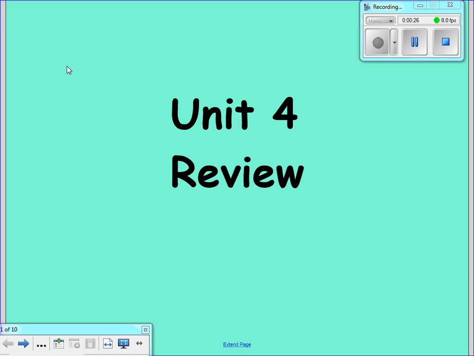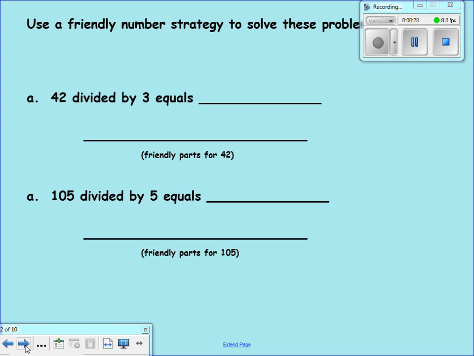So let's take a look at these problems here today. Right here is the friendly parts. Once again, you're not going to have to do anything with friendly parts. I just want you to divide, okay? So we're going 42 divided by 3 equals. You're not doing anything with friendly parts on this test, but you are dividing. So on some scratch paper, you're going 42 divided by 3 equals.